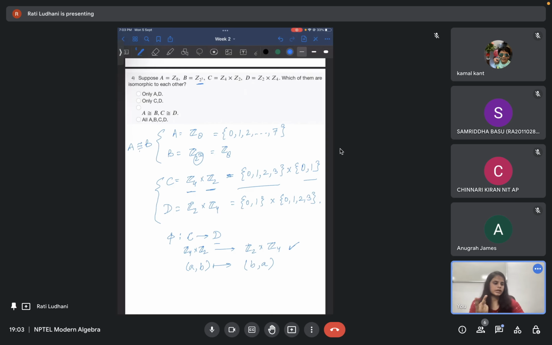You will just do this, and now you need to check that this is an isomorphism. You can see that this is one-to-one and onto, because these are just Z4 cross Z2 to Z2 cross Z4. Now you can check this is a homomorphism also. Just check it. So this is this map. Verify that this is an isomorphism.